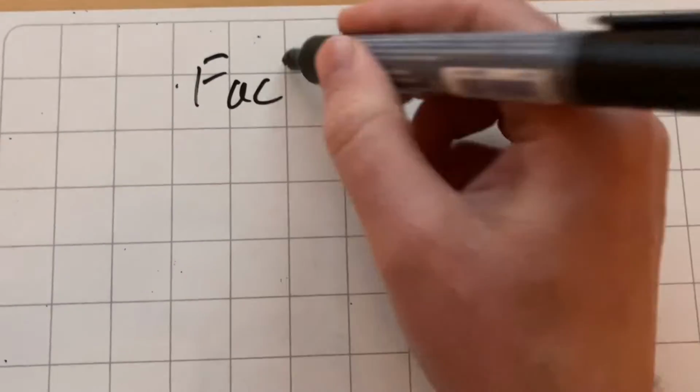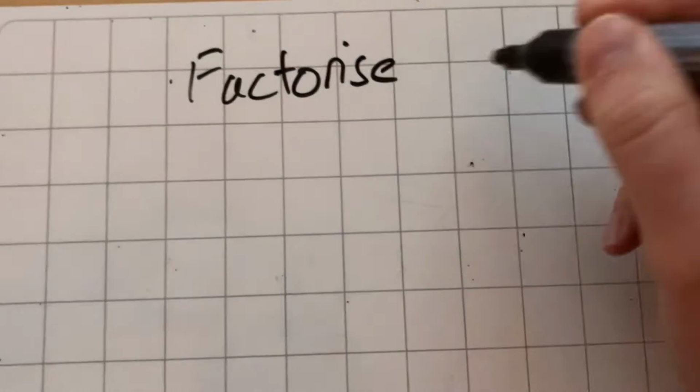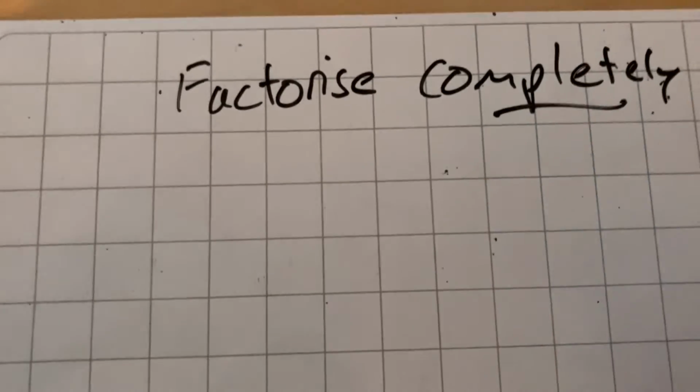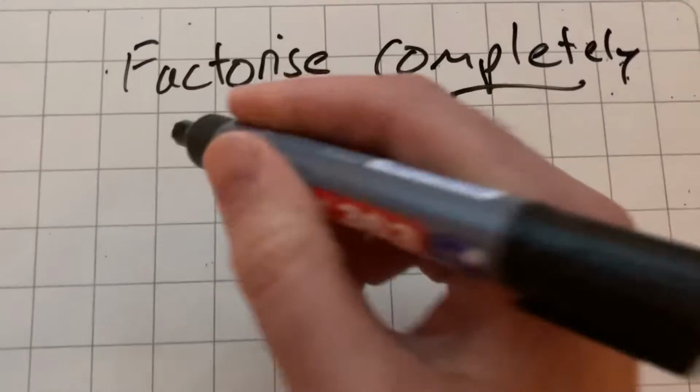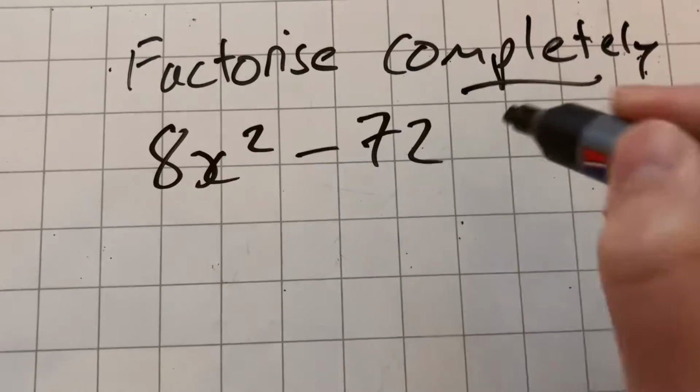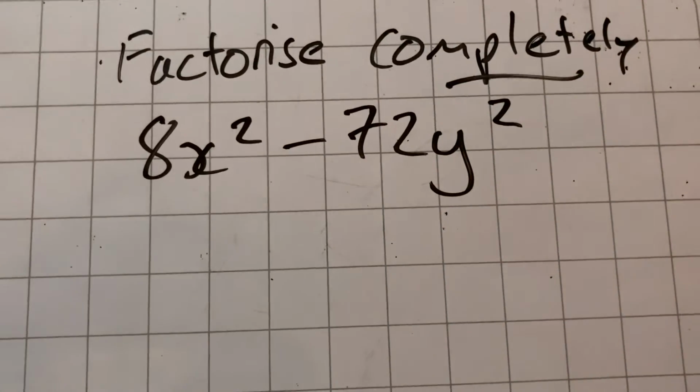Let's look at another question. And this question is, again, factorize completely. Completely, again, that's a clue. Sometimes they write factorize fully. 8x squared minus 72y squared.